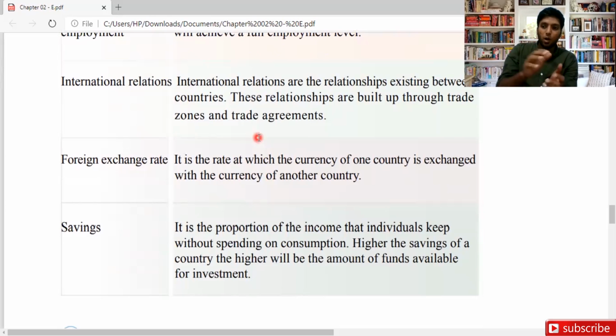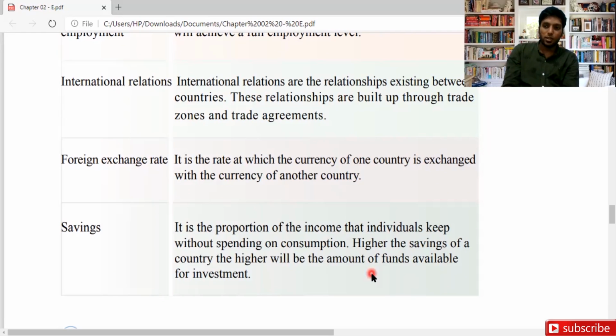So you need to know how much you're going to sell and how much you're going to purchase when you are dealing with foreign exchange rates. This will affect the economic environment very deeply. So let's move on to savings. It's the proportion of the income that individuals keep without spending on consumption. The higher the savings of a country, the higher the amount of funds available for investment.